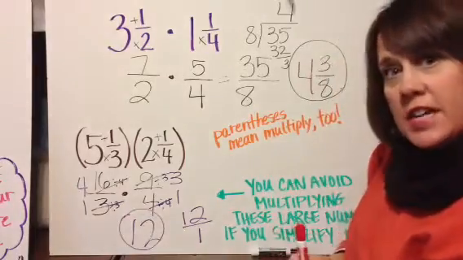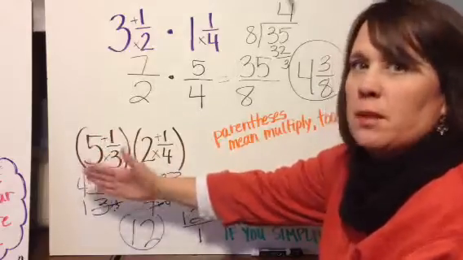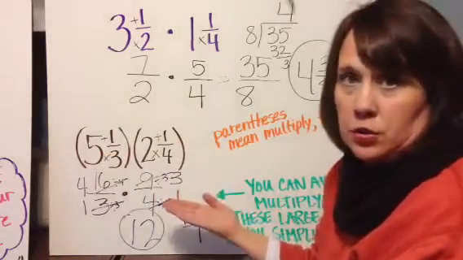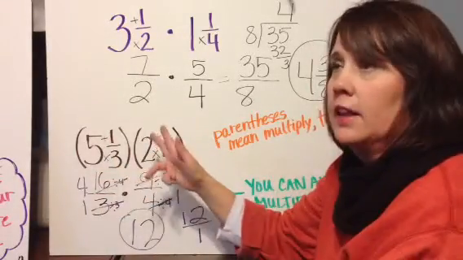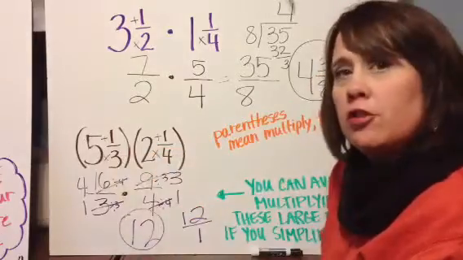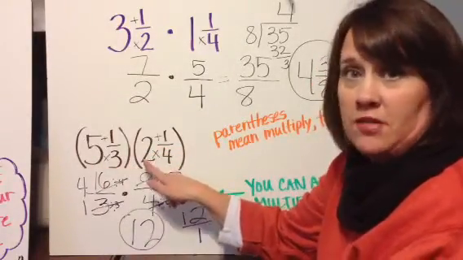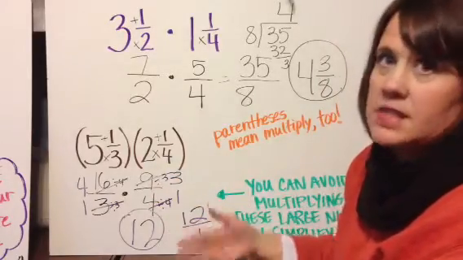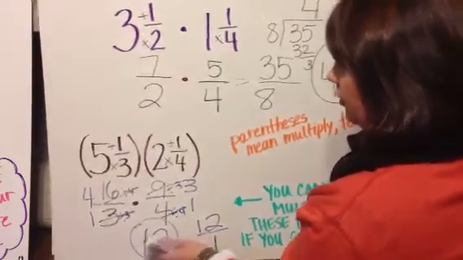A reminder to estimate to see if my answer is reasonable. 5 1/3 is about 5. 2 1/4 is about 2. Both are slightly larger than 5 and slightly larger than 2. So I know my answer should be slightly larger than 5 times 2. 5 times 2 is 10. My answer is 12. That makes sense. It's a reasonable answer. Always estimate to double check yourself.